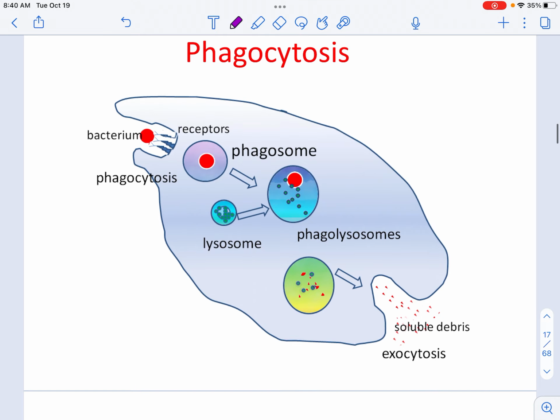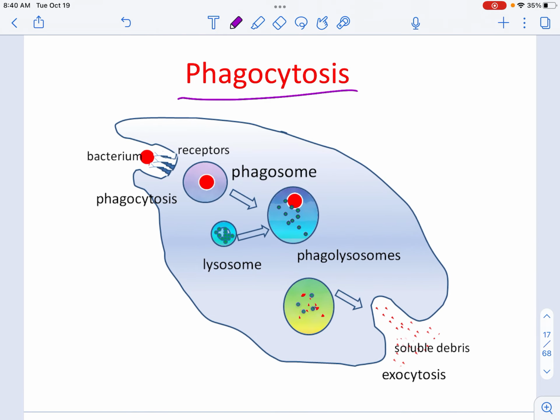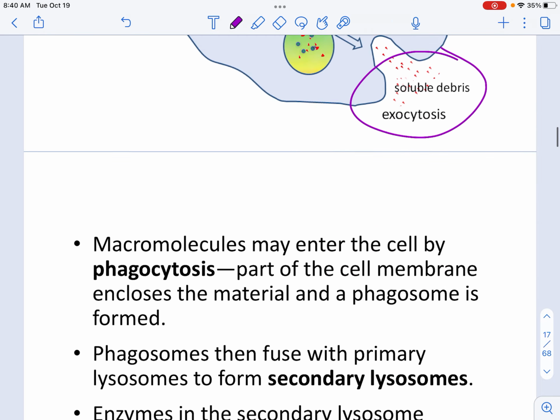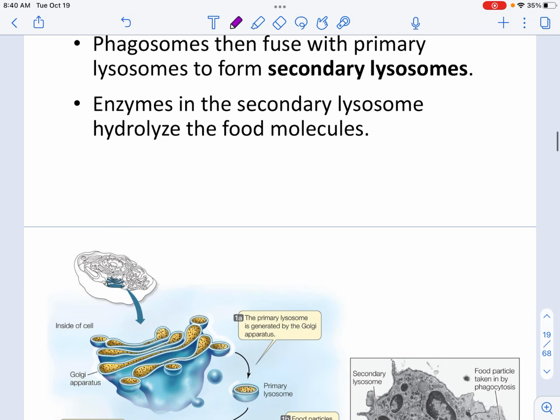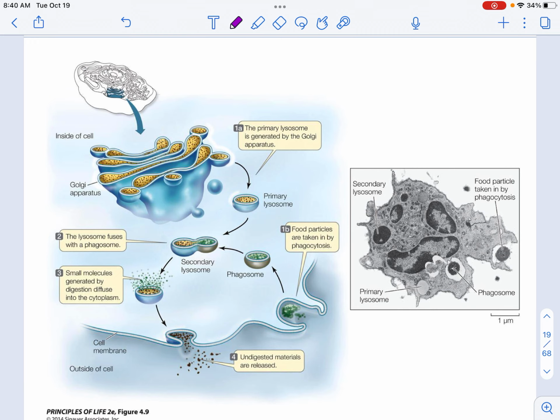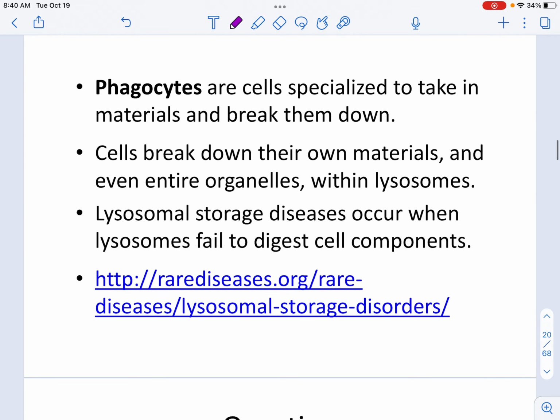And this is just an example of a way that happens. So you have phagocytosis. Phago means like eating, so the cell's eating, bringing stuff in. And so you have your lysosome, it fuses with it, and it releases the waste. So macromolecules may enter the cell by phagocytosis, and then they fuse together with lysosomes to break it down. And this is just another picture of that. Lysosomes are generated by the Golgi. So the Golgi has all those proteins inside of it, and then you can see how it fuses together, and digestion happens, and then we release those byproducts for excretion.